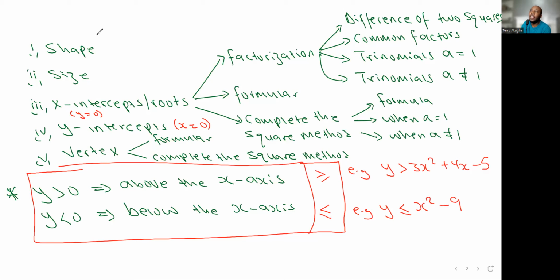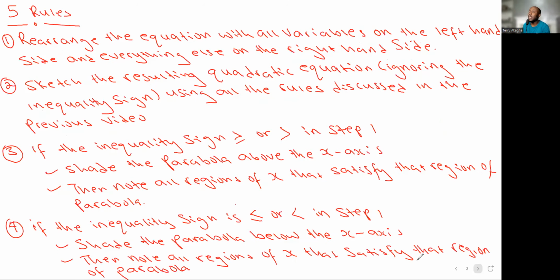Then for the shape, I gave you when a is greater than 0, and when a is less than 0. And for the size, I told you the effect when the absolute value of a is bigger, and when the absolute value of a is smaller. We talked about all this in the previous video. So we're going to pick an example now to explain how to sketch a quadratic inequality.